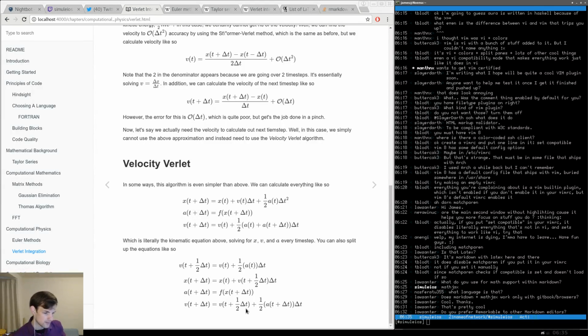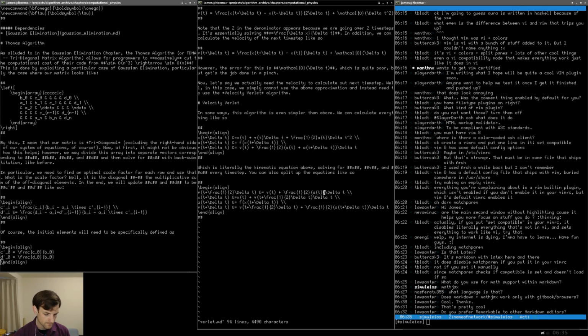Scroll down. V of t plus 1/2 delta t, yes, is equal to V of t plus 1/2 A times delta t. I probably don't need parentheses there. X of t plus delta t is going to be equal to X of t plus V of t plus 1/2 delta t times delta t. A of t, yes, some function of X of t plus delta t, and V of t plus delta t is going to be equal to, yeah, this looks correct. I just need to remove some parentheses and then we'll be good to go there. We'll put X here, X there, and X here and there.